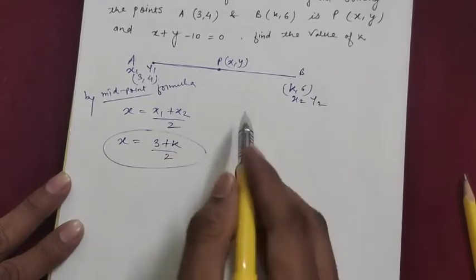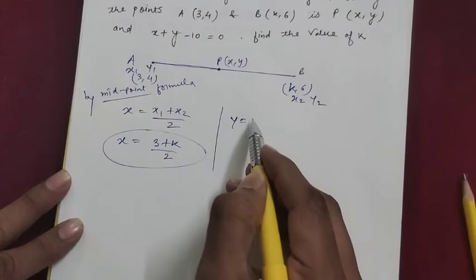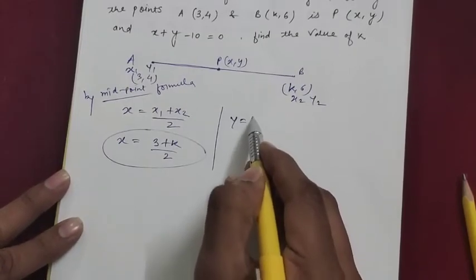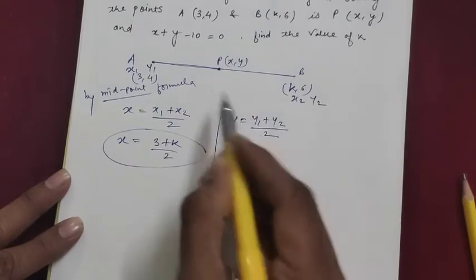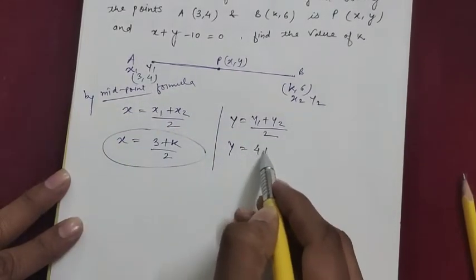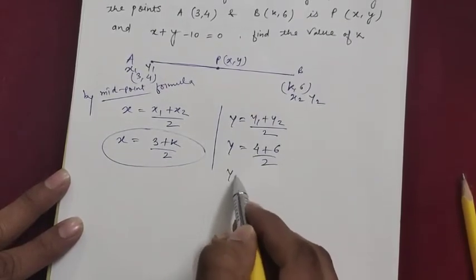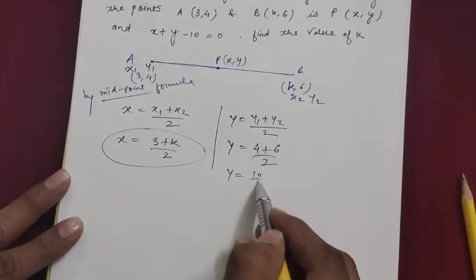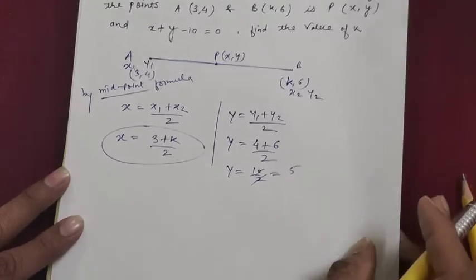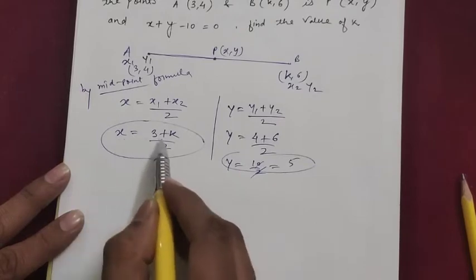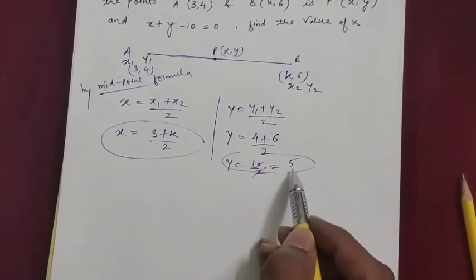Okay, fine. Similarly we have a formula for y. So y is equal to y1 plus y2 upon 2. So y1 is 4 and y2 is 6. So y equals 4 plus 6, 10 over 2, and this will get cancelled out. So 5. So we have got the value of x equal to 3 plus k upon 2, and the value of y we have got 5.